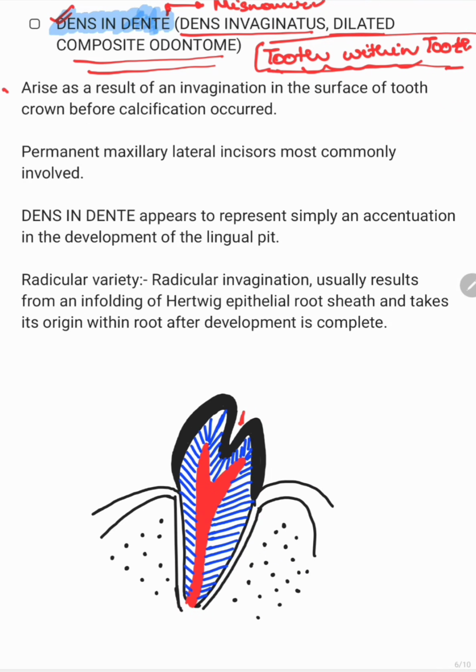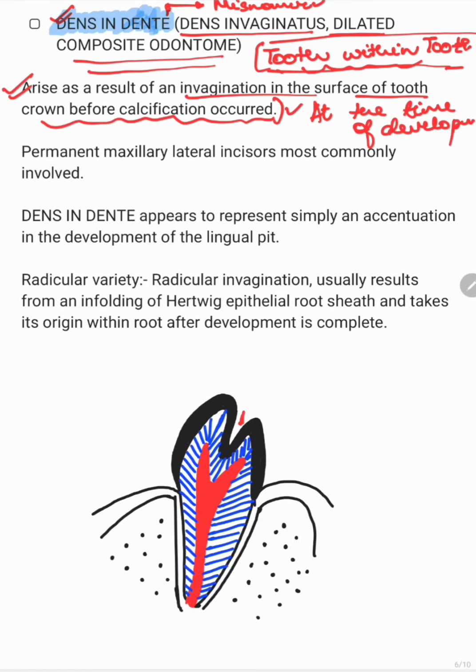Now it arises as a result of invagination in the surface of the tooth crown before calcification occurred. So basically at the time of development, what happens? There is an invagination of enamel organ inside the dental papilla.